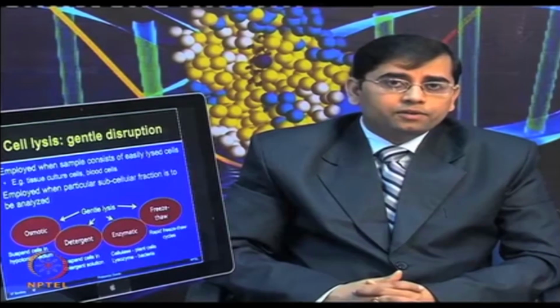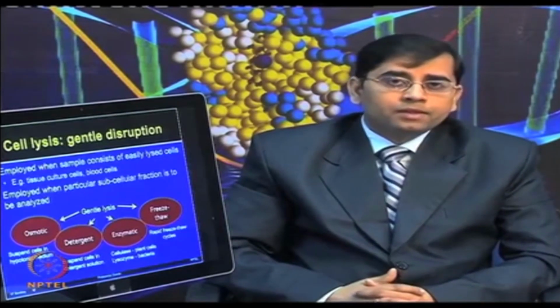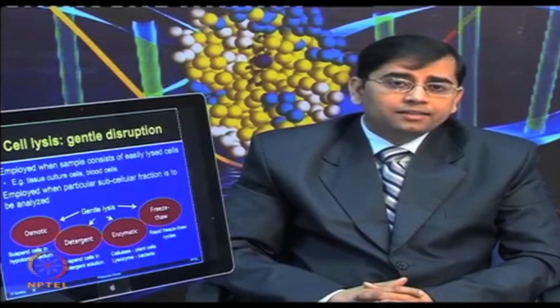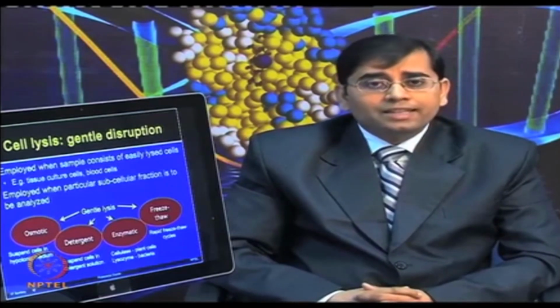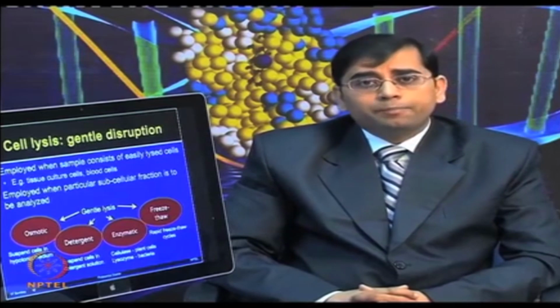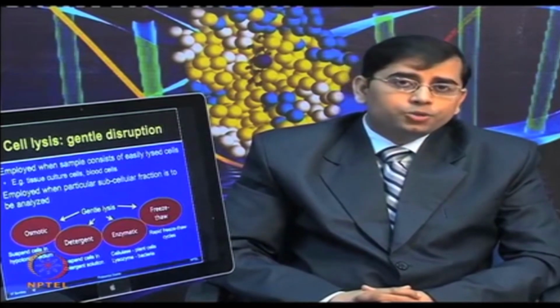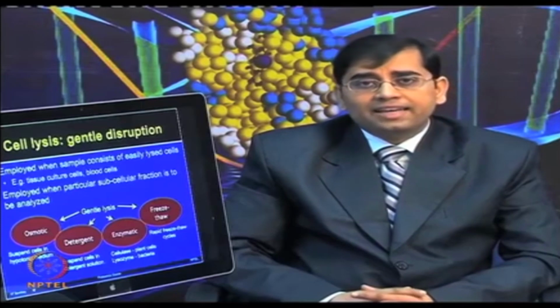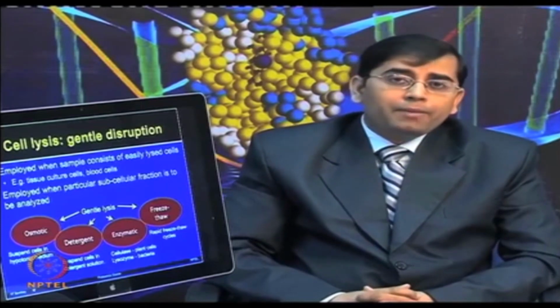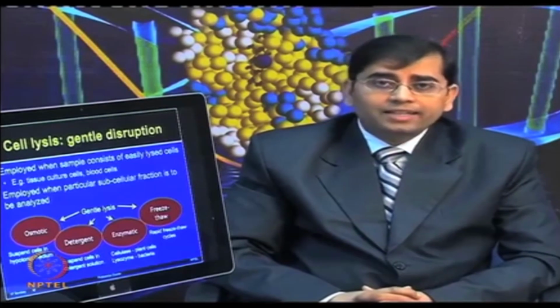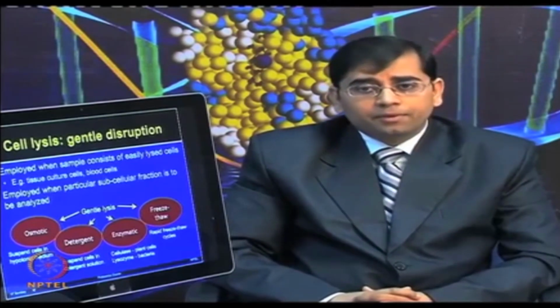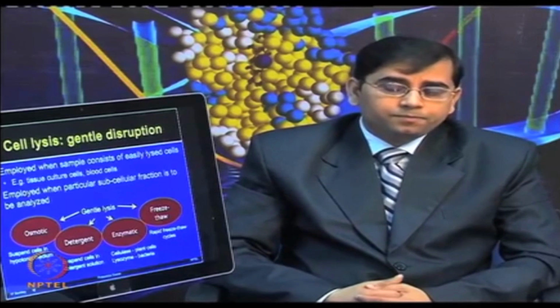There are different types of lysis methods available, such as osmotic lysis, in which one can suspend the cells in hypotonic medium. Detergent lysis, where you suspend the cells in detergent solution. Enzymatic lysis, if you are using plant cells, for example, one can use cellulase enzyme. If you are using a bacterial sample, one can use lysozyme. There are different types of enzymes used for enzymatic lysis.